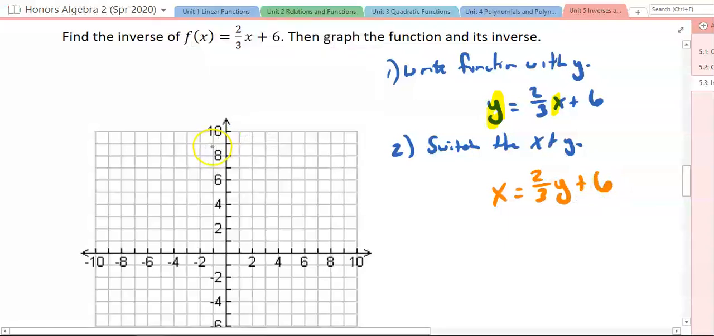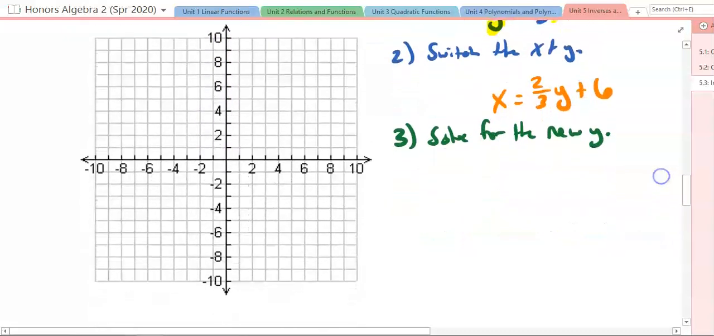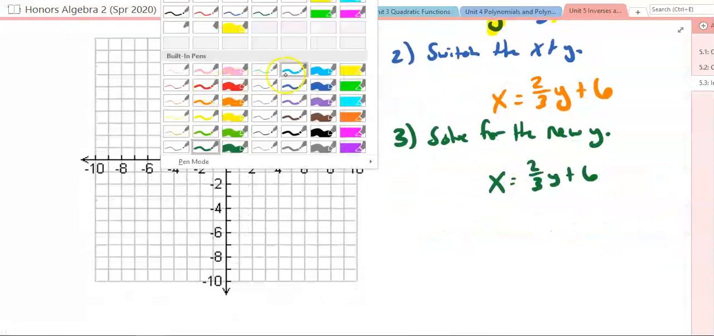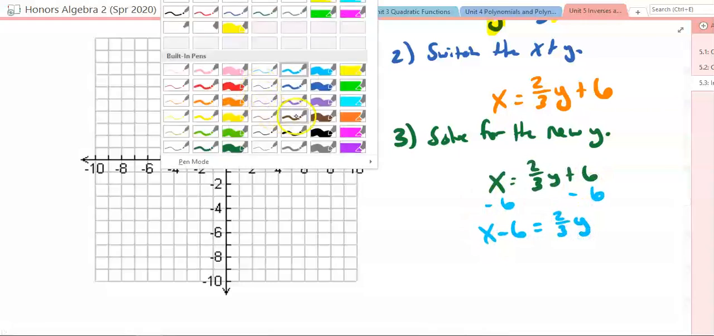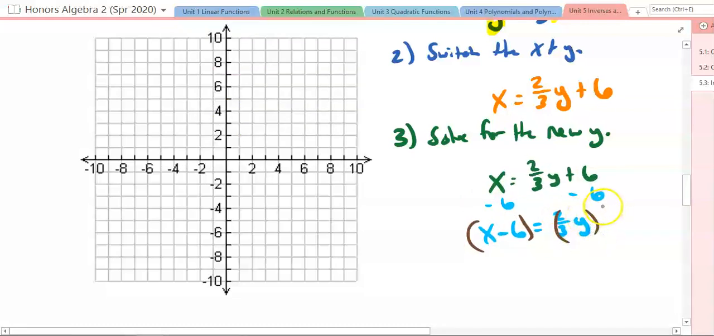Okay. Step 3. Solve for the new y. So now I've got that x is equal to 2/3 y plus 6. I'm going to subtract the 6 from both sides and get x minus 6 is equal to 2/3 y. And then I'm going to multiply both sides by 3/2 to get rid of the fraction on the y side. And so I'm going to end up with 3/2 x minus 6 divided by 2 is 3, times 3 is 9, and that's equal to our y.